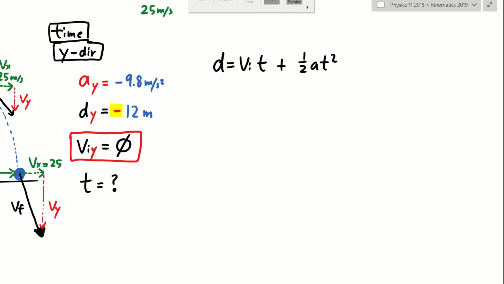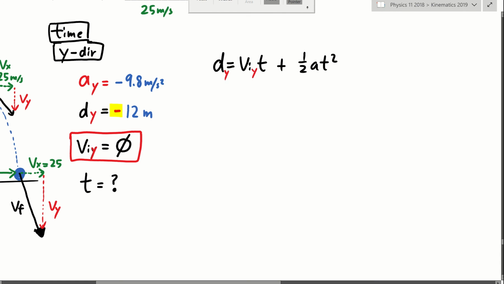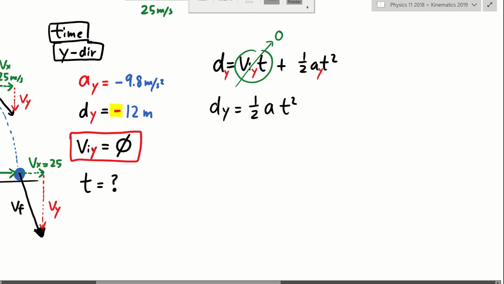Now remember, everything in here is in the Y, or vertical, world. Your V initial Y is 0. Oh, that's why we picked this equation. That will kill off this entire term. So you only have the 1/2, the acceleration, and the t squared, and you're only looking for that t squared. You have all the other numbers. For example, displacement is -12. So we put -12 in there. And then we have 1/2.